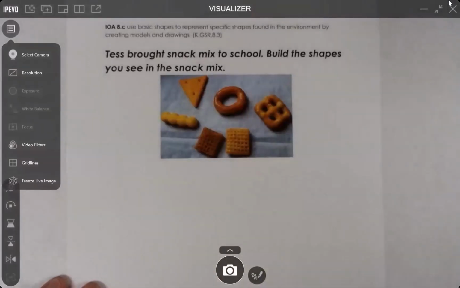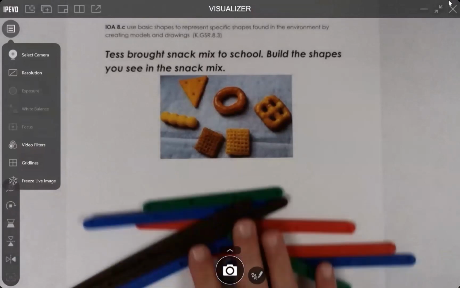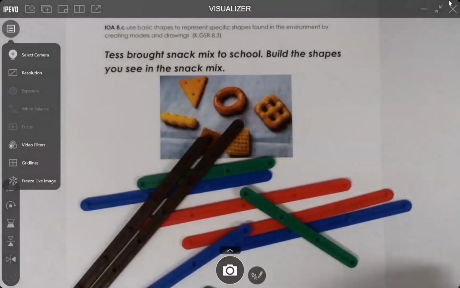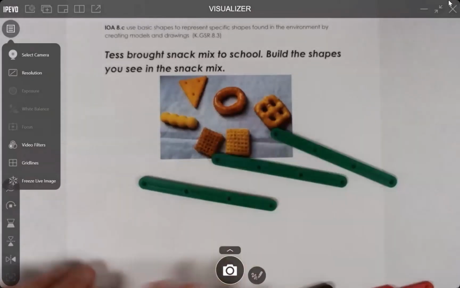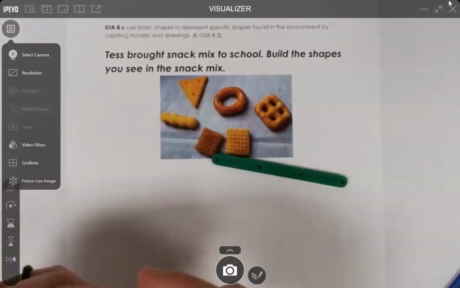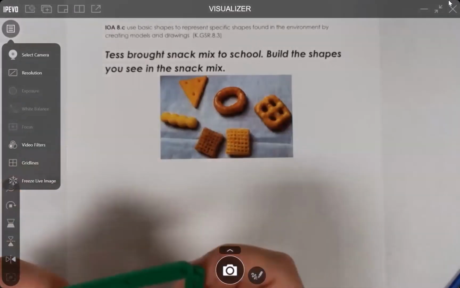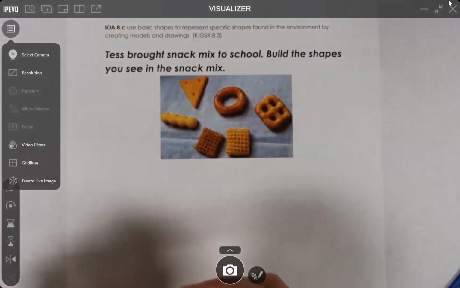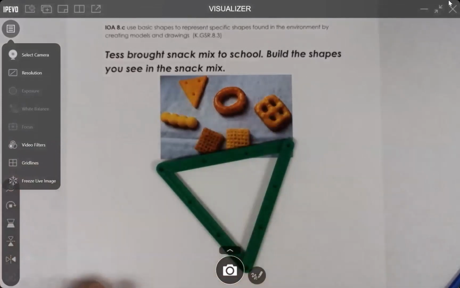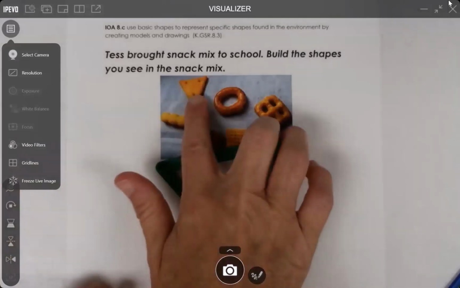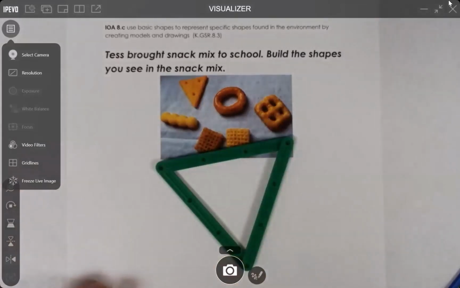Students might also build at the concrete level using the geosticks. So can you use your geosticks? So I've got a package of geosticks. Can you use your geosticks to build a shape that is the same as the cracker? So we're going to be wanting our students to use these to create a triangle. And again, of course, honing in on those attributes. Well, why is this cracker in the shape of a triangle? How did you know?